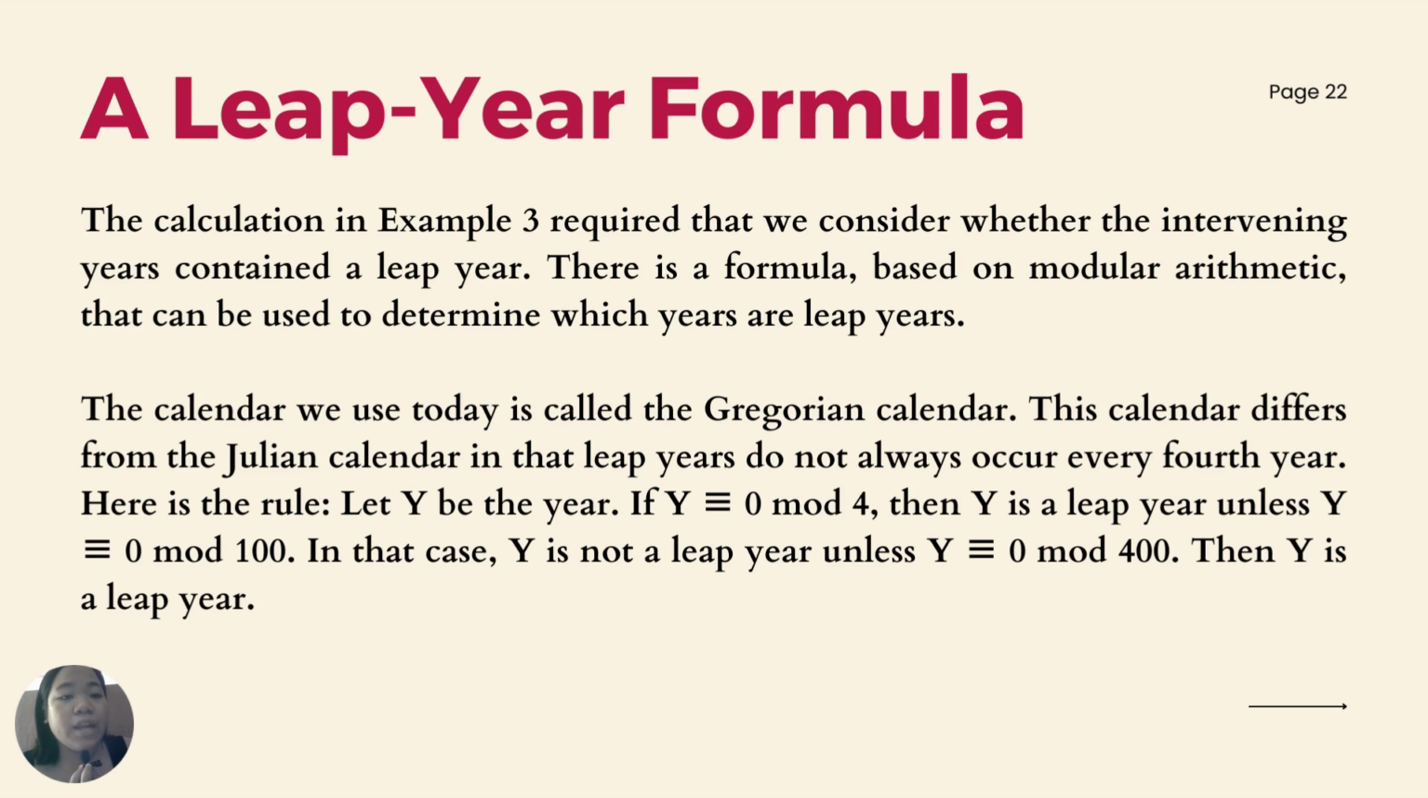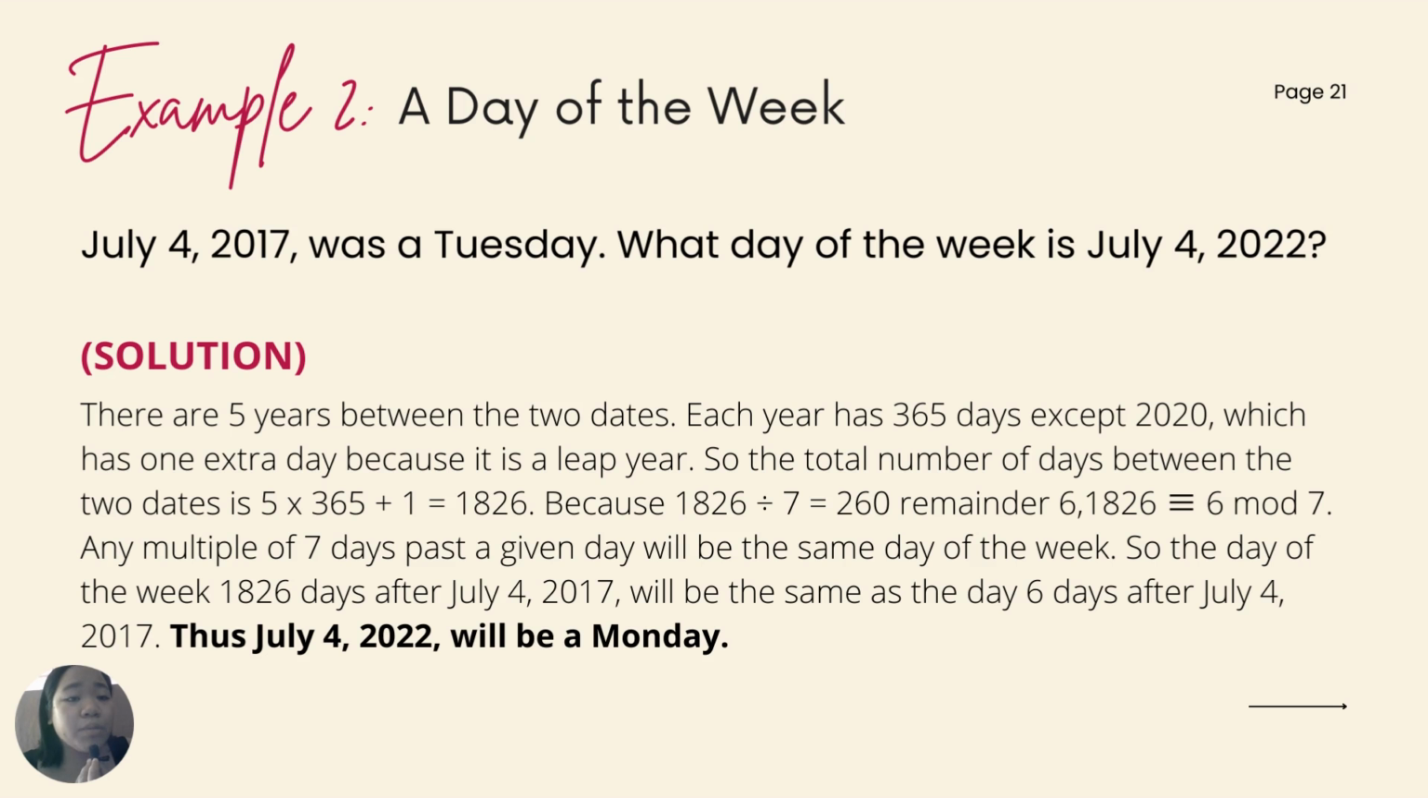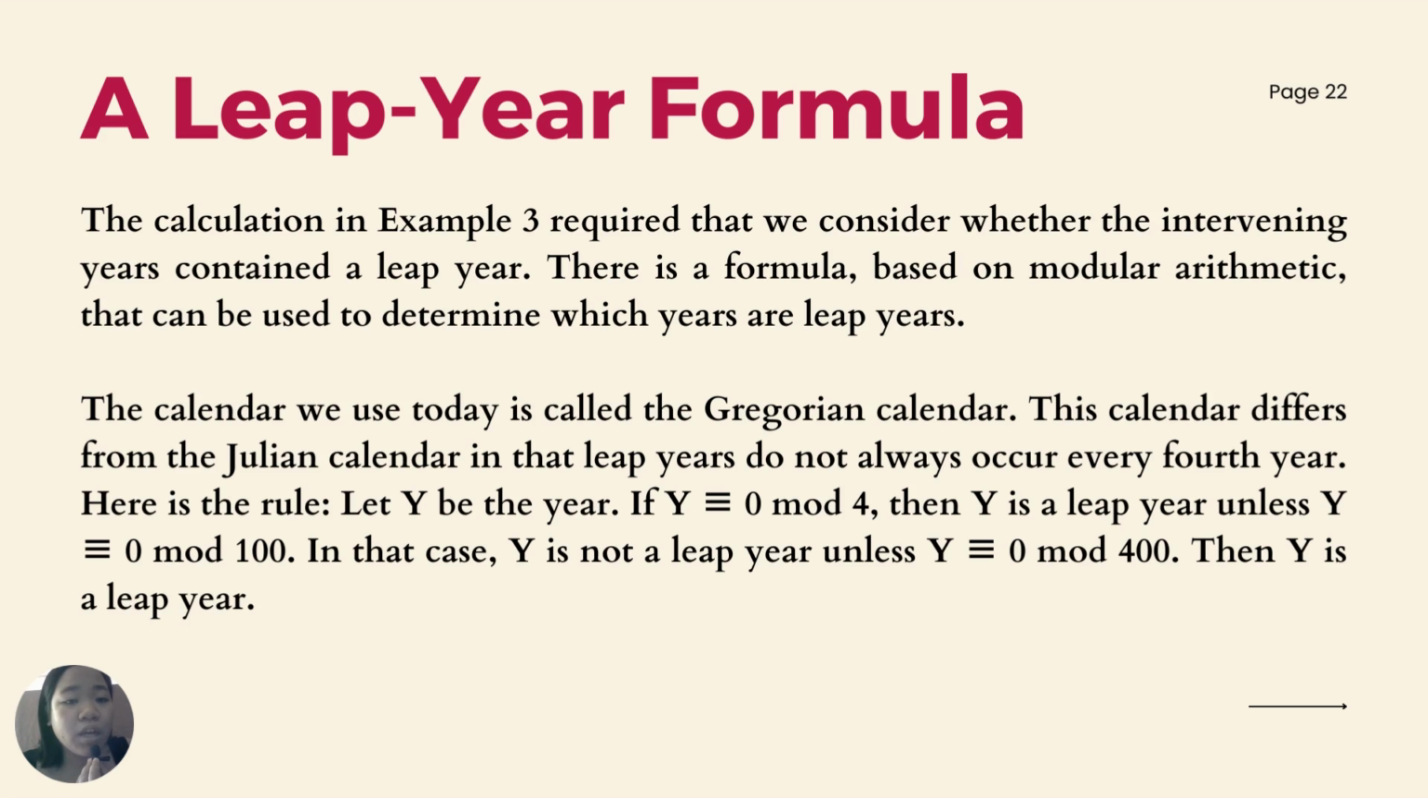Okay, we also have a leap year formula. The calculation in example number 3 required that we consider whether the intervening years contained a leap year. Yes, 2020 was a leap year. So there is a formula based on modular arithmetic that can be used to determine which years are leap years. The calendar we use today is called the Gregorian calendar. This calendar differs from the Julian calendar in that leap years do not always occur every fourth year. So here is the rule.